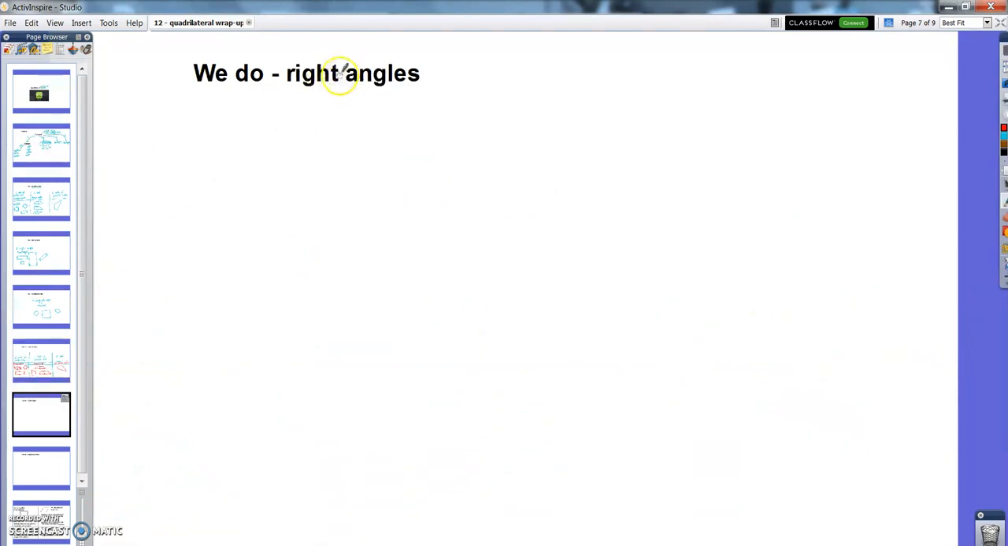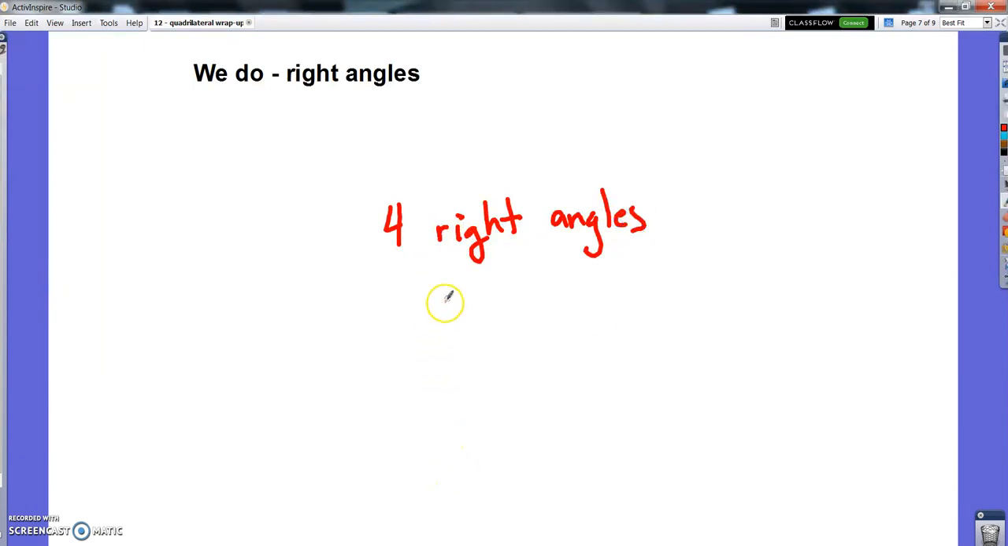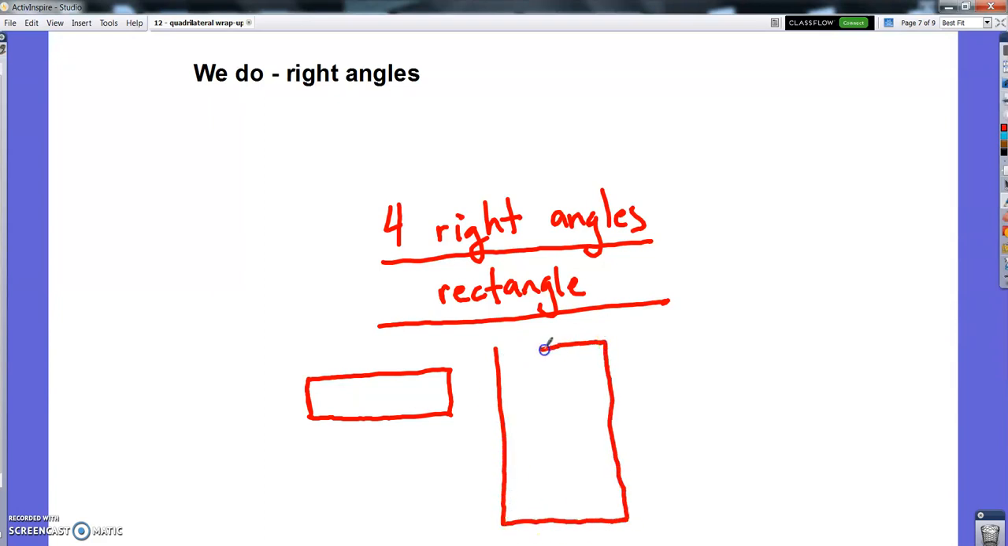If you instead name them by right angles, they only really get a special name if they have 4 right angles. And that name is rectangle. And so they often look like this, 4 right angles, or like this, 4 right angles. They can look like this. They can look like this. But all those have 4 right angles, so all those are called rectangles.